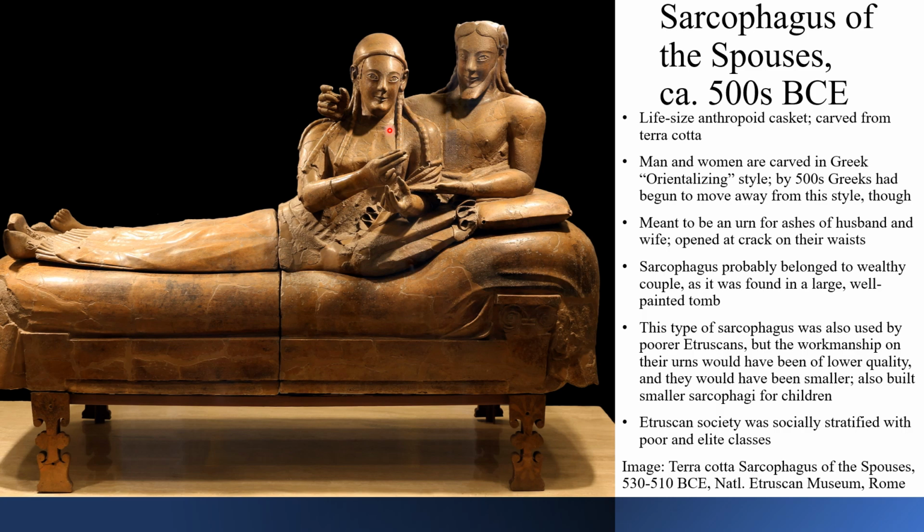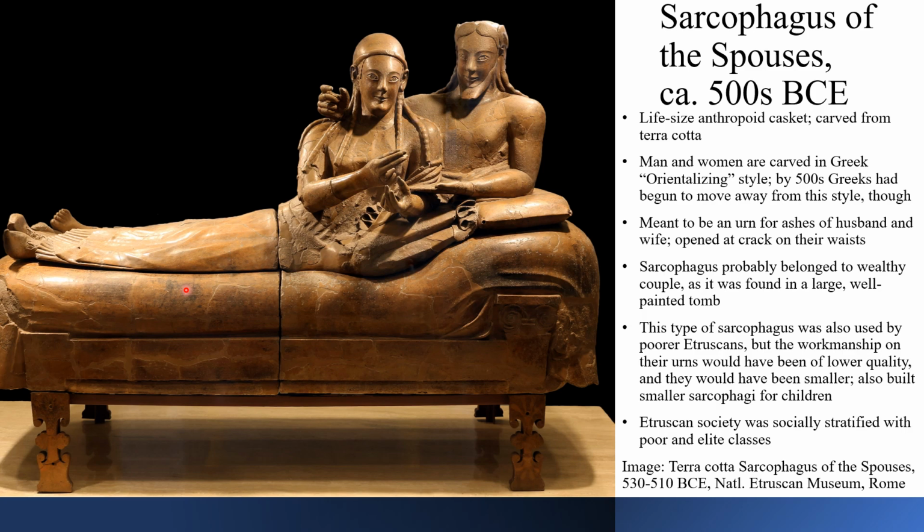This piece was meant to be an urn for the ashes of a husband and wife. The ashes would be placed after the two had passed away, or after one had passed away and then the other passed away years later. It's opened via a crack in their waists, so it's actually four pieces. This is one piece, this is another piece, this is another piece, and this is the last piece. So it's a four-piece anthropoid casket that would have held ashes.